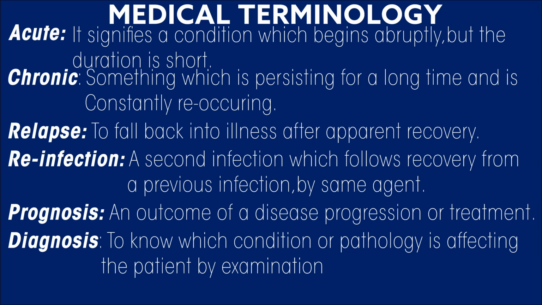I think this is the most widely used term. It signifies a condition that begins abruptly, but the duration is short and is sometimes severe. For example, if I am telling acute, it means a condition has a short course of progression, and most of the times the symptoms are somewhat severe in acute conditions. Chronic. It means that something which is persisting for a long time and it is constantly reoccurring. For example, heart diseases follow a chronic pattern of progression.